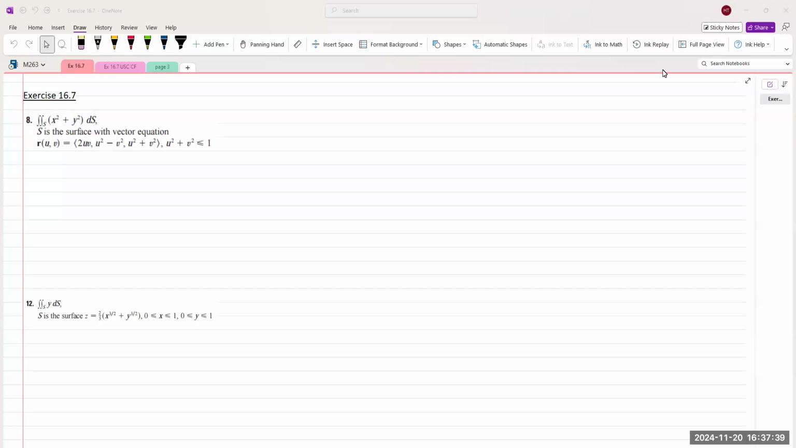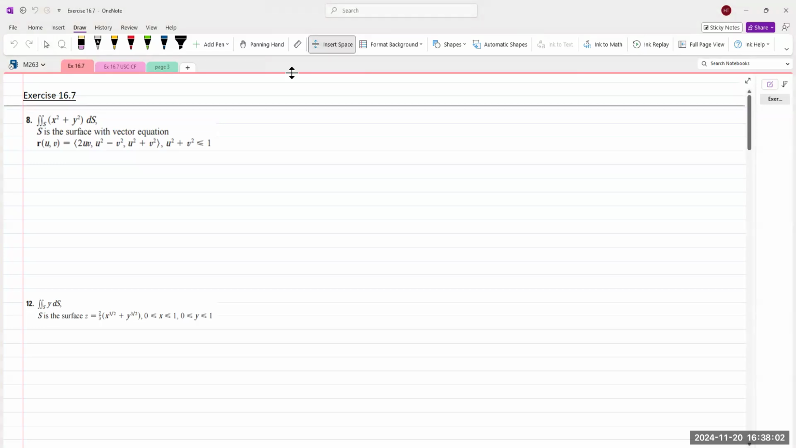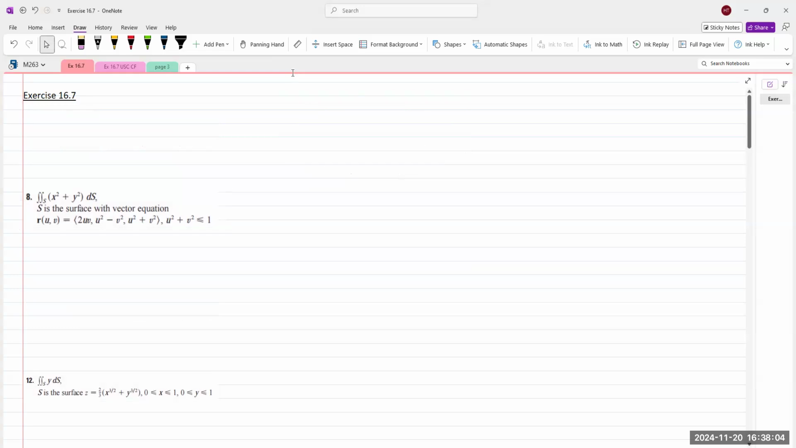Hello, let's work on some problems from section 16.7. You will see this section is actually on the harder side because we need to be able to imagine the surface parameterization, and then we need to put density on it or a function on it, and then we also need to see if you put a vector field on it.